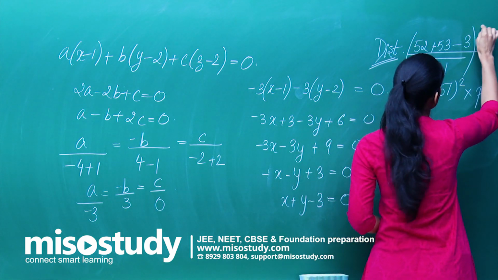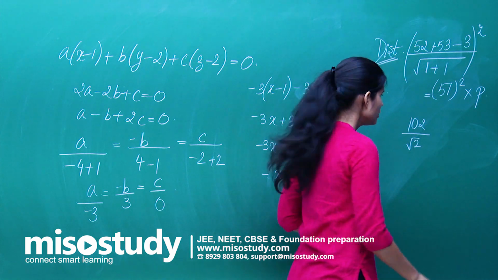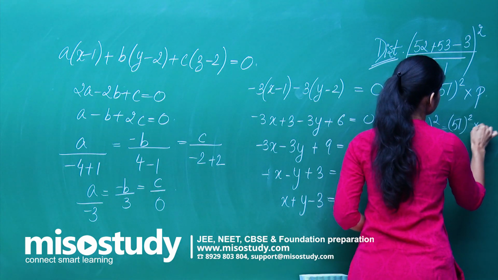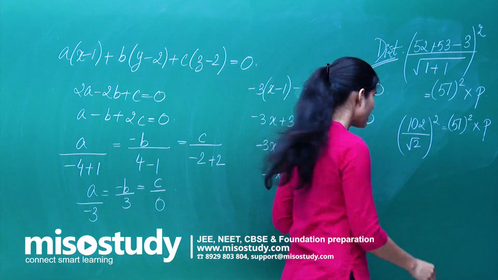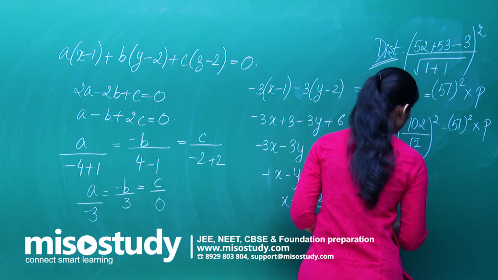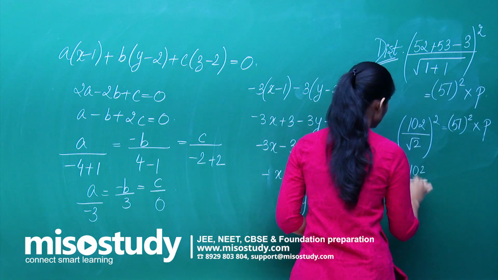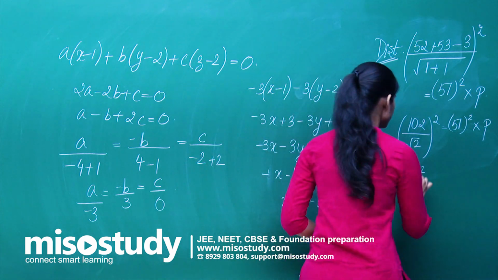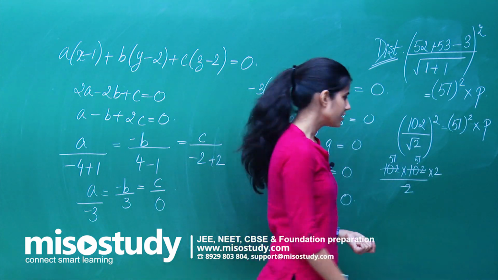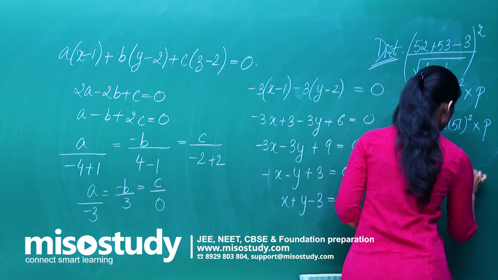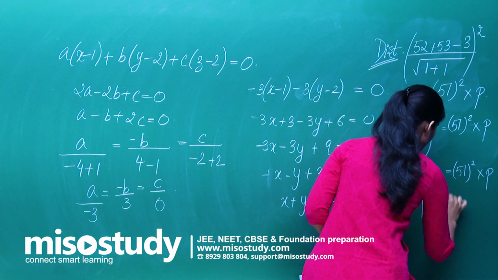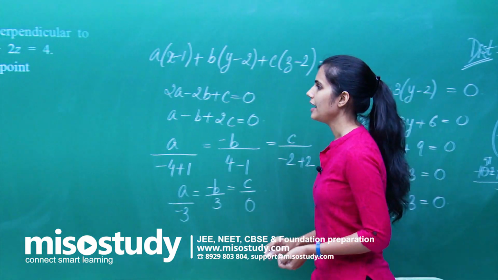Its square is basically given to you as this quantity. So what is the square of this? It is 102 into 102 upon 2. This gives you what? This is 51, and this can be written as 51 into 2. 51 into 2 is 102. So this basically is 51 square into p. So p is going to come out to be 2. So your value of p is 2.